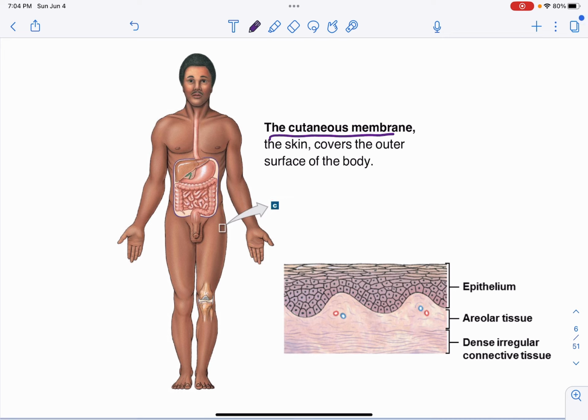So this type of membrane also contains an epithelium, but this time, instead of being a single layer, you are going to see that it is made up of a stratified squamous epithelium. So you can see the stratified squamous here. There are other types of cells in this epithelium, which we'll go over in more detail as we get there. But the point is there's an epithelium, and then deep to the epithelium is areolar tissue.